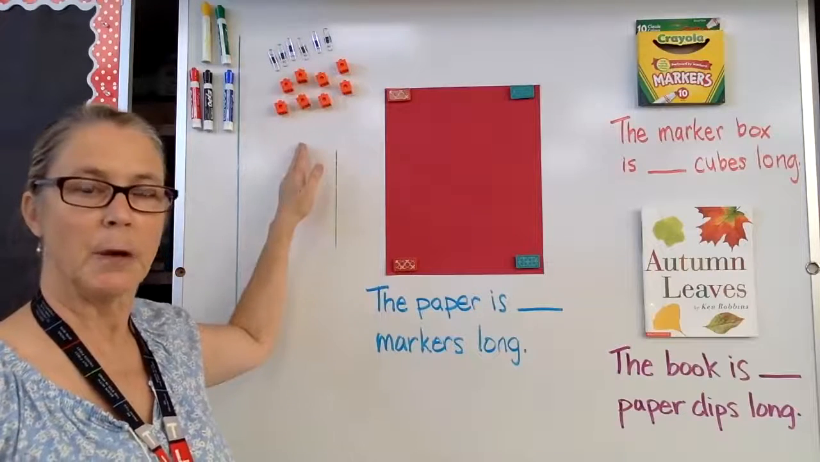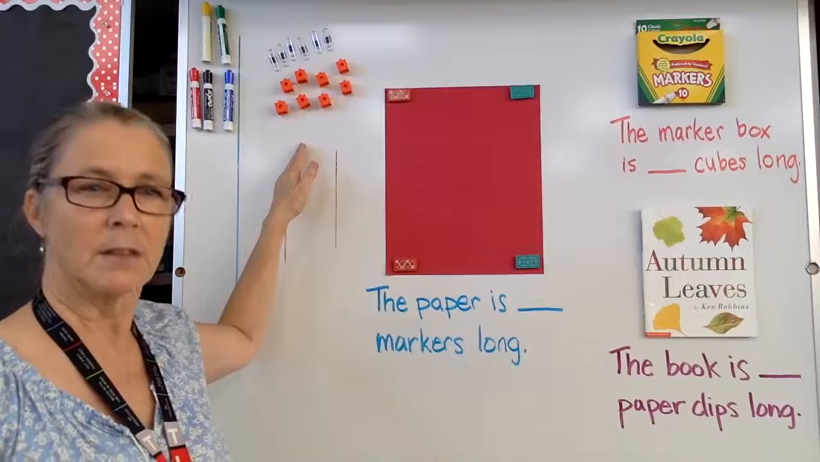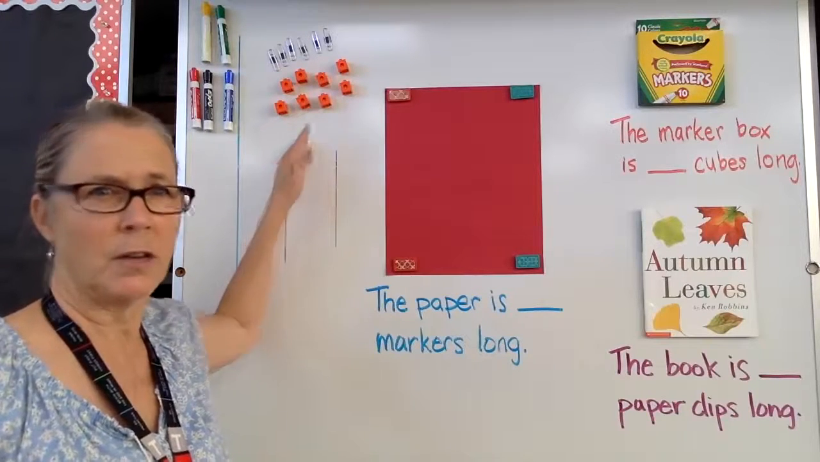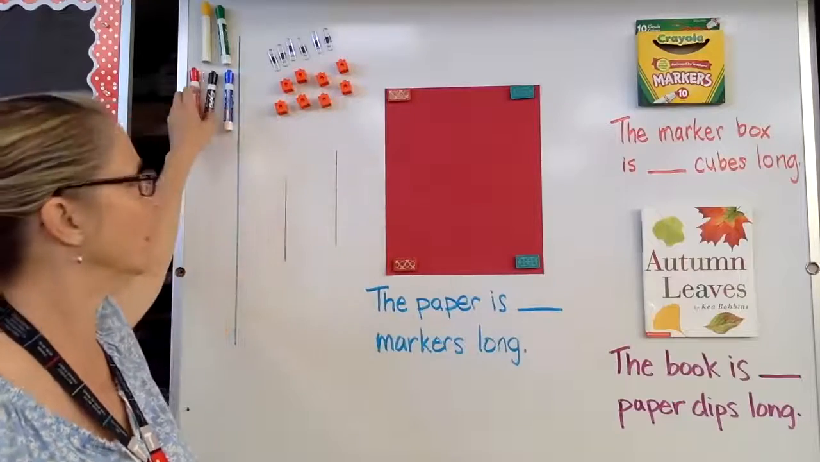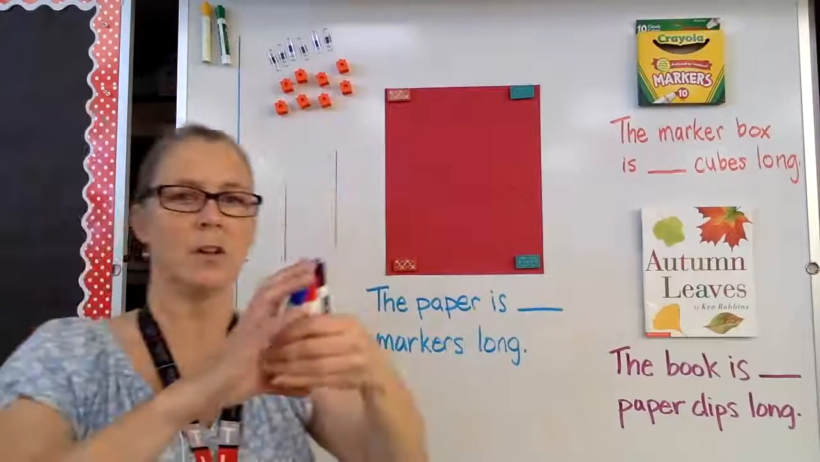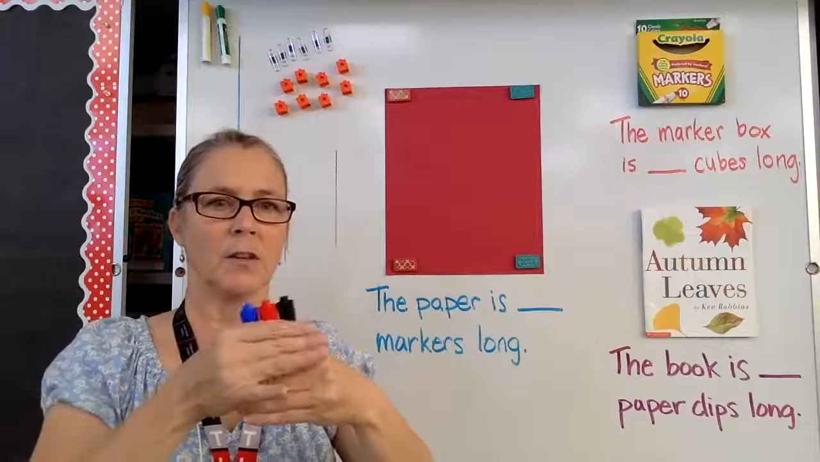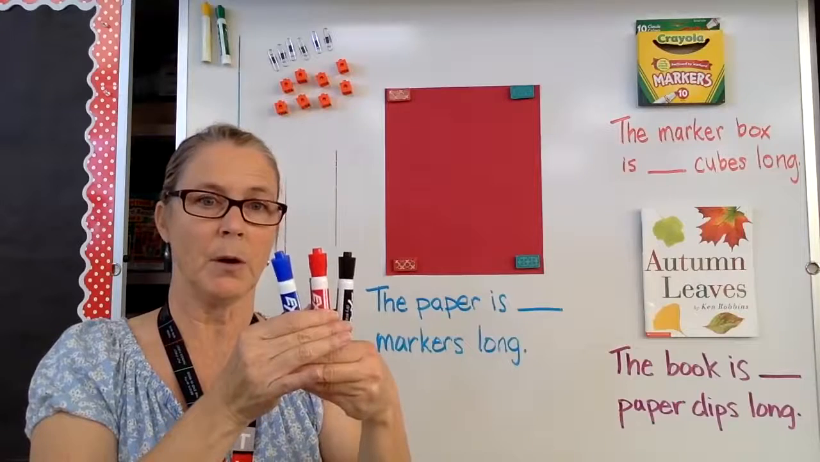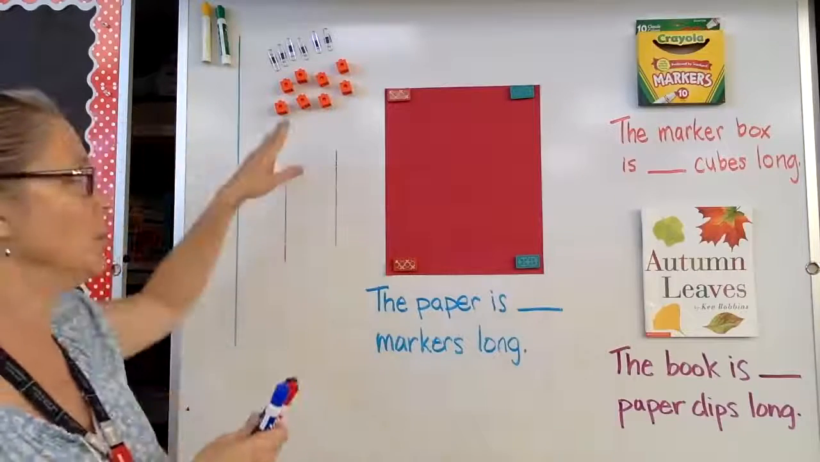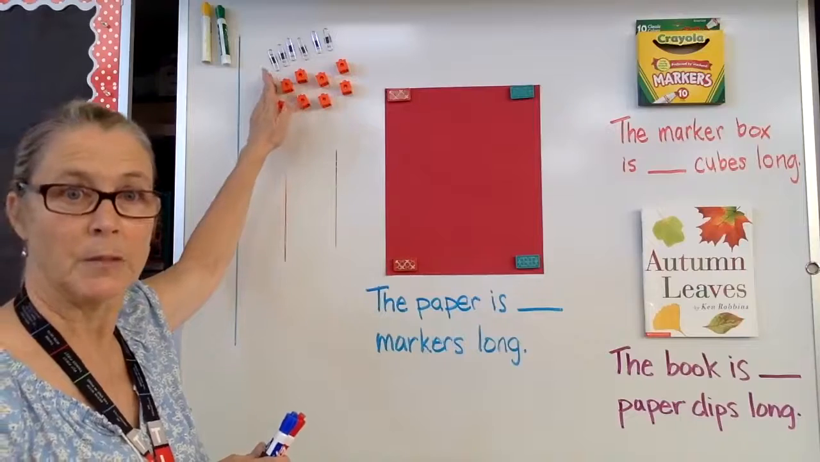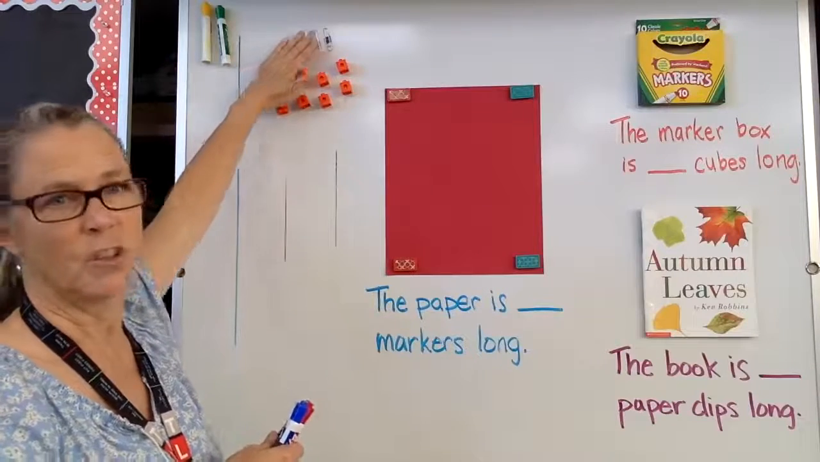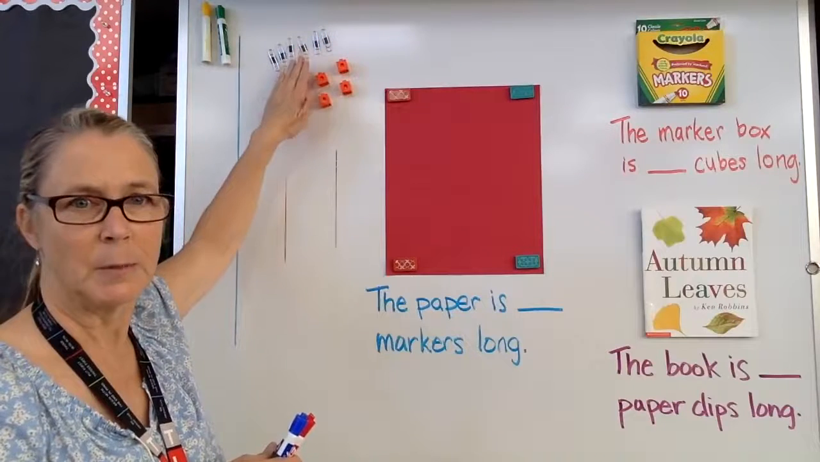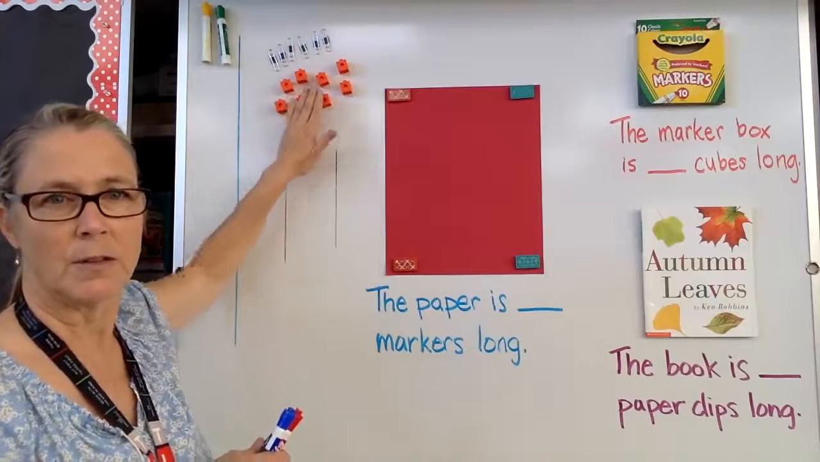And what's really important about using non-standard units is that they're all the same length. We can't measure with just any markers or any cubes. They all have to be the same length. So for example, these markers are exactly the same length. So therefore, it would be accurate to measure with these because all of them are the same length. Same with our cubes and our paper clips. They're all the same length. We couldn't use small paper clips and large paper clips. We would have to use all the same size paper clips. And the cubes are all the same size.